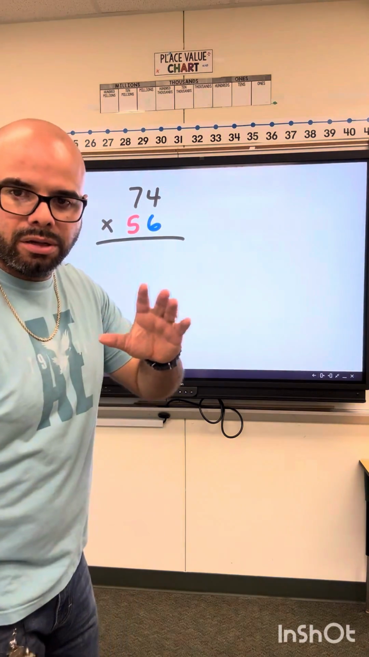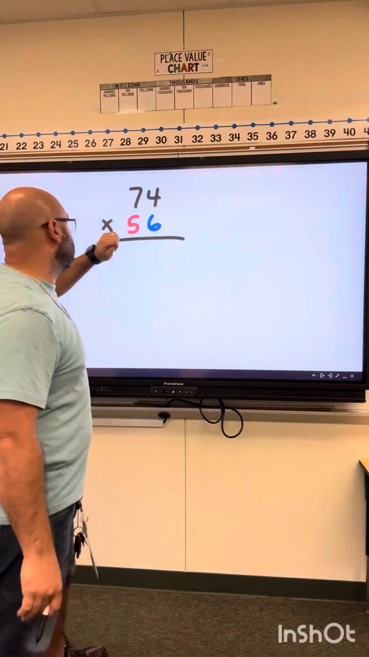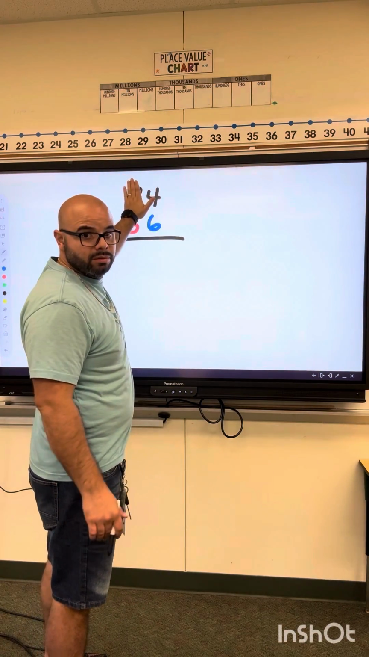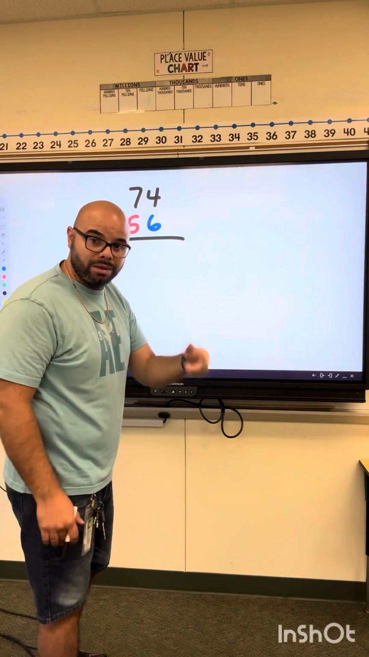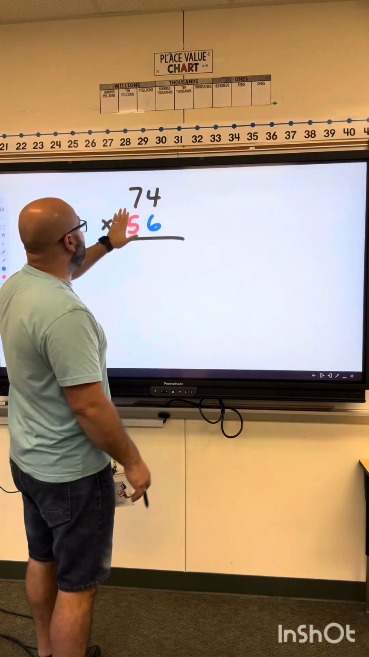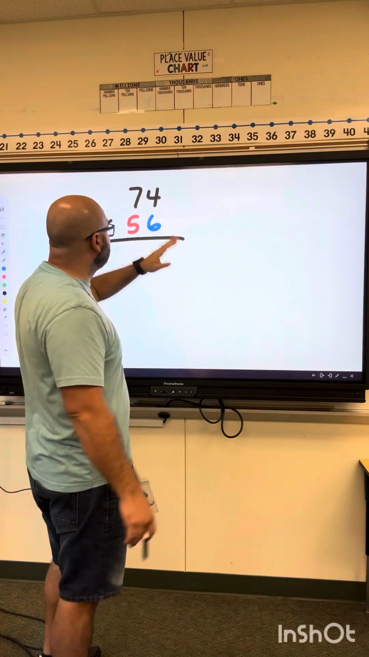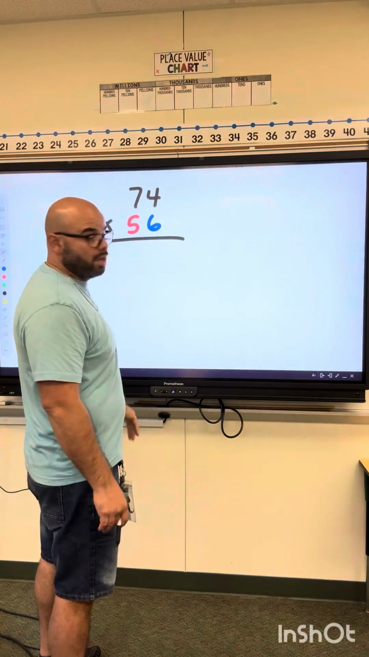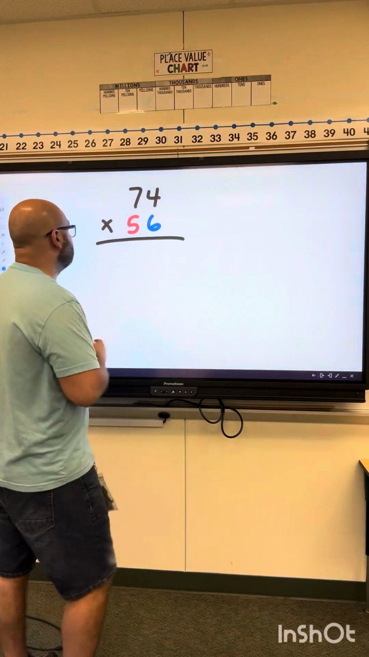I color coordinated so they could know, okay, we're gonna multiply the 6 first, times the 4 and the 7, then add the 0 as step number 2, and then after step number 2 and adding that 0, we're gonna multiply the 5 times 4 and 5 times 7, okay? So we're gonna do that little by little, so here we go.